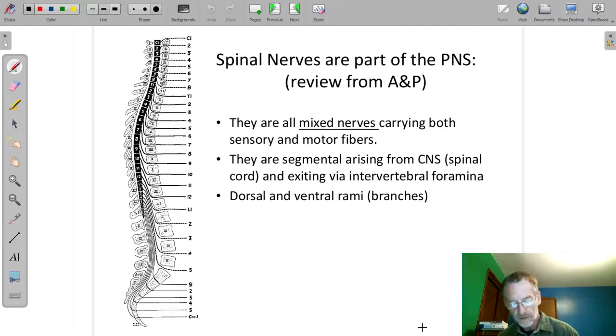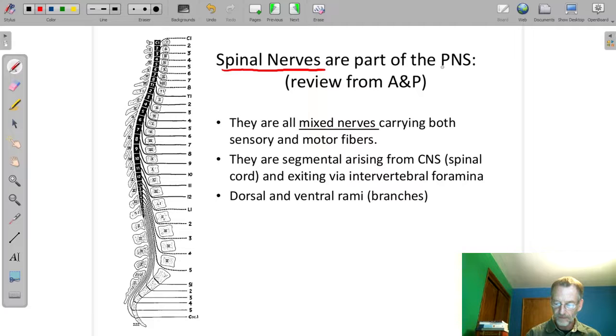So remember from anatomy and physiology the spinal nerves, and the spinal nerves are part of the peripheral nervous system. These are nerves that are coming out of the spinal cord. This is what we were just looking at in the last lecture, where they have left the CNS. And with spinal nerves, they are all mixed nerves, meaning that they're carrying both sensory and motor fibers. So afferent and efferent fibers are both running within the same nerve.